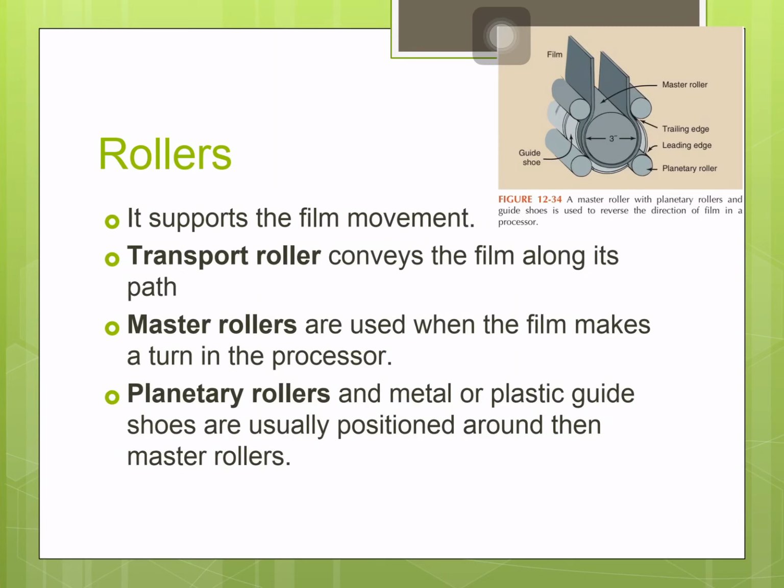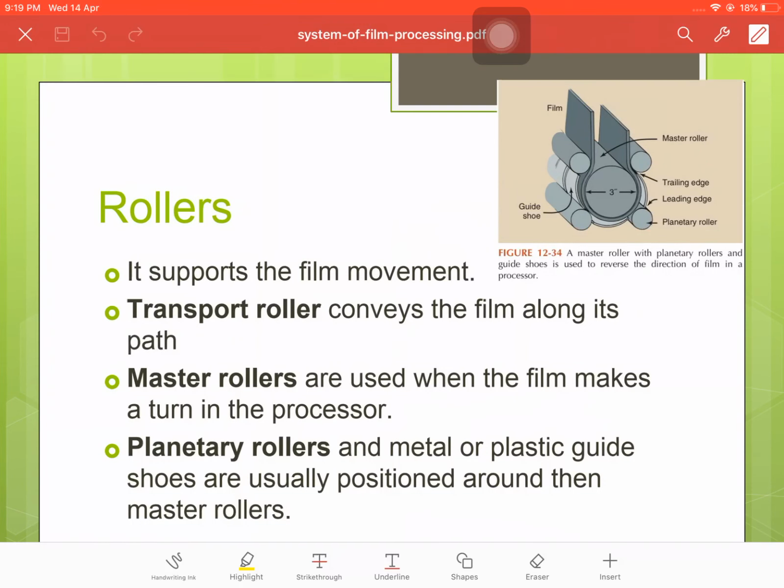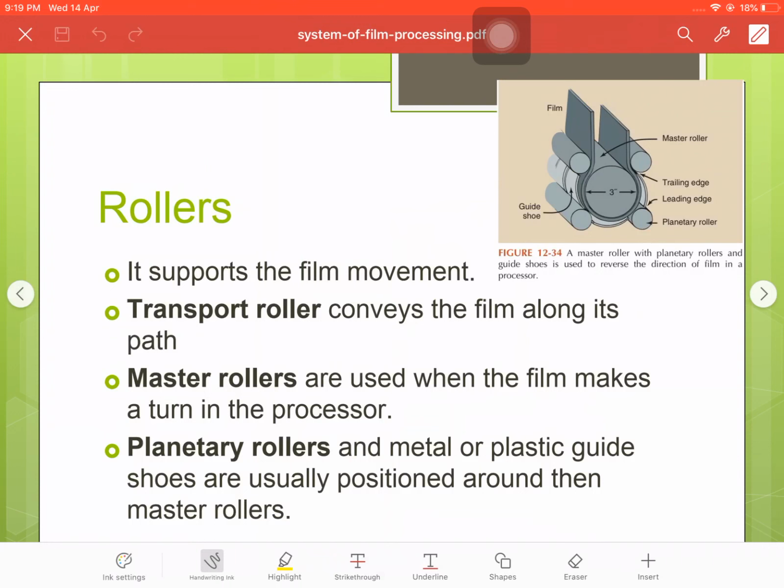Then we have a master roller. These are used when the film makes a turn in the processor. So for the between chemical tanks, we have a master roller. So meron sa may bandang ilalim ng chemical tank and meron sa taas ng chemical tank. So, parang ganito yung ating master roller.